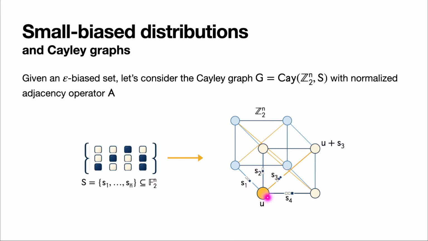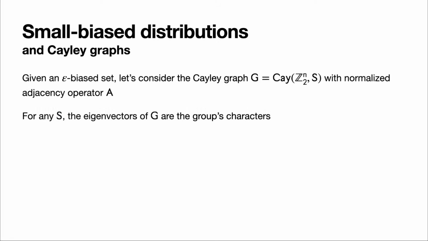So for any vertex u, I just take the set of elements in the epsilon bias set and connect, for example, u to u plus s1, u to u plus s2, u to u plus s3, etc. Okay, so that's the Cayley graph that you get. And what we always want to argue about is the expansion of the Cayley graphs. And here it's easy, because for any S, the eigenvectors of G are the group's characters. Let's see why.